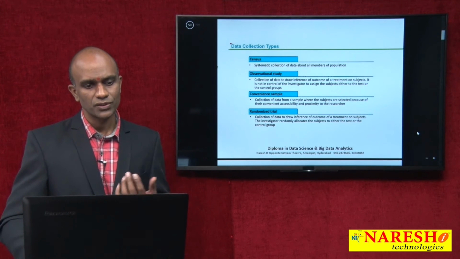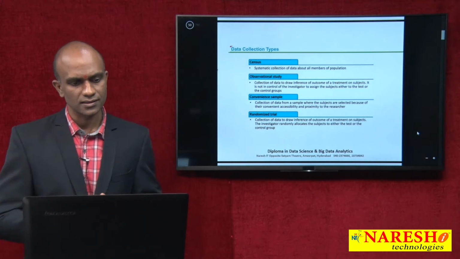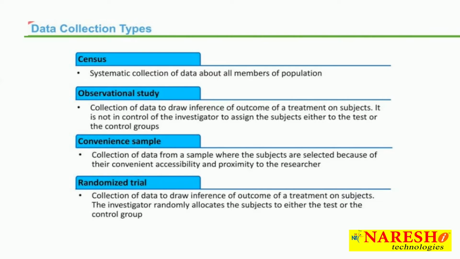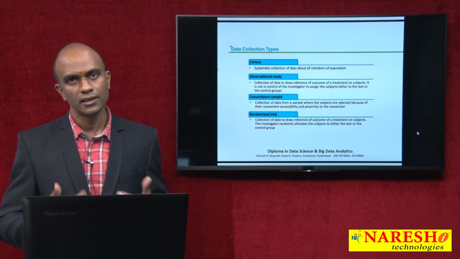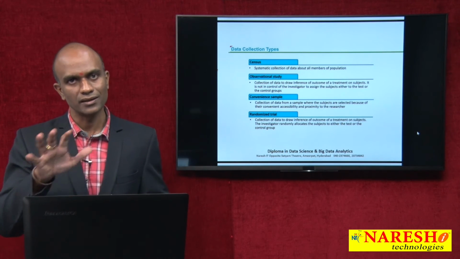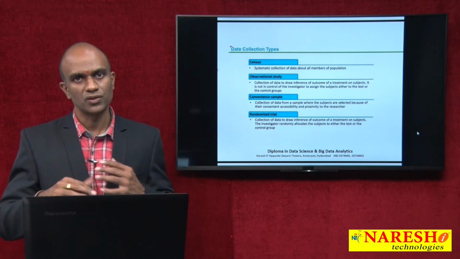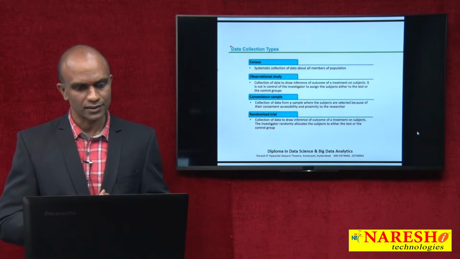There are different ways in which we can collect the data. One is census. Census is generally conducting surveys and collecting the data. It's a systematic collection of data about all the members of the population. So many times you might come across people coming to your house trying to ask how many people are living in your family, and trying to get a picture of the population and things like that, guys.